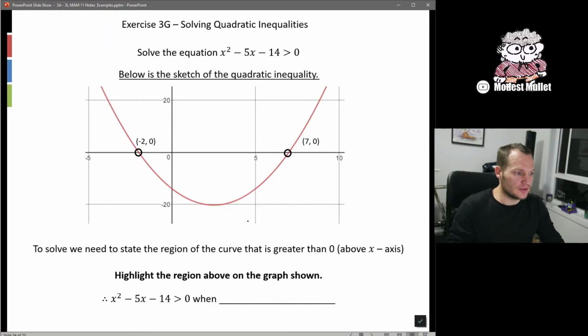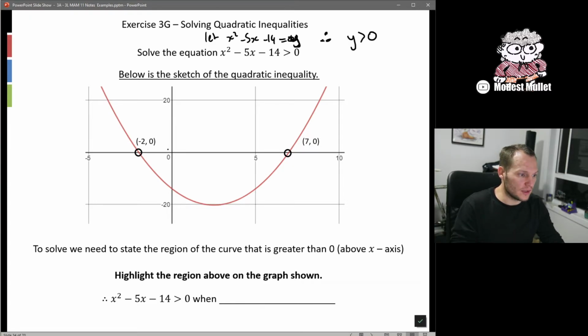Okay? So here's a sketch of it. We can see we have one intercept at x equals -2 and another intercept at x equals 7. Now, I said let x squared minus 5x minus 14 equal to y. Therefore, I'm really asking, when is y greater than 0?